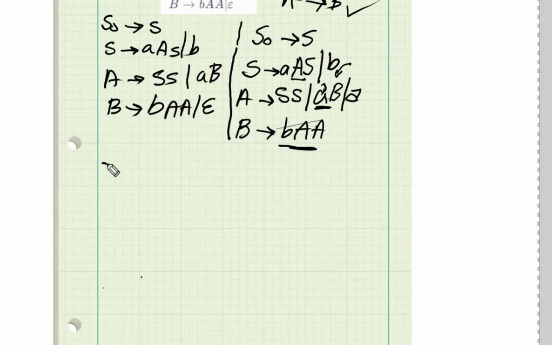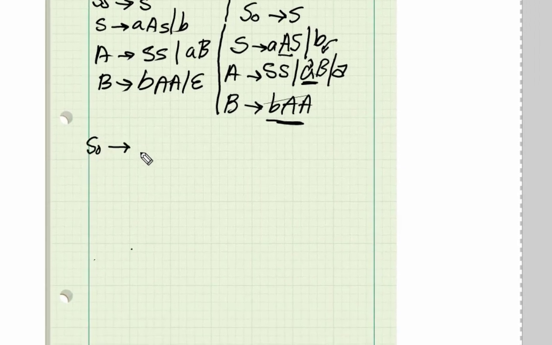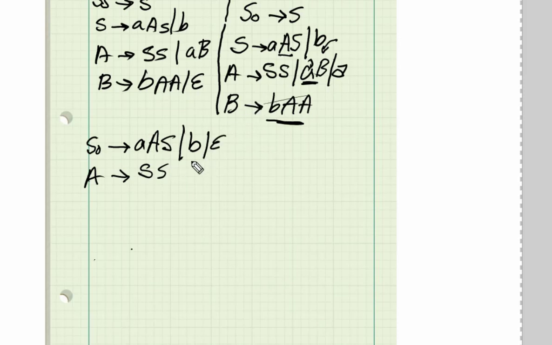That's the second step. And S naught is AS, or B. And A is SS, B, or empty string. SS, or AB, or A. And then B is BA. So now I need to get rid of the unit productions. I don't have any unit productions.